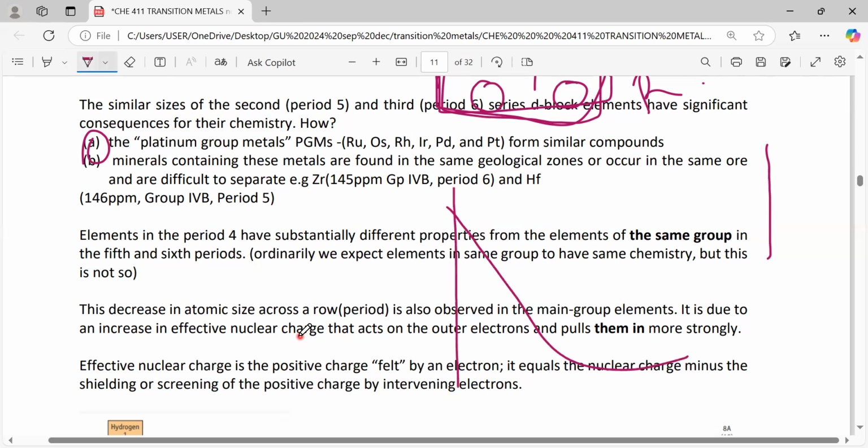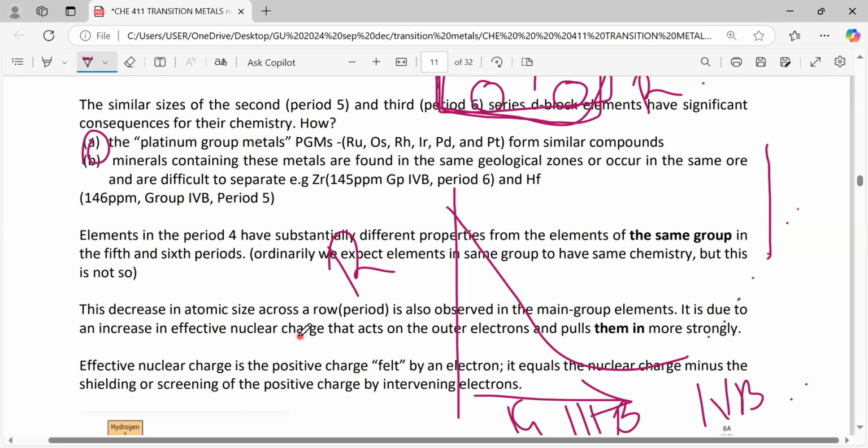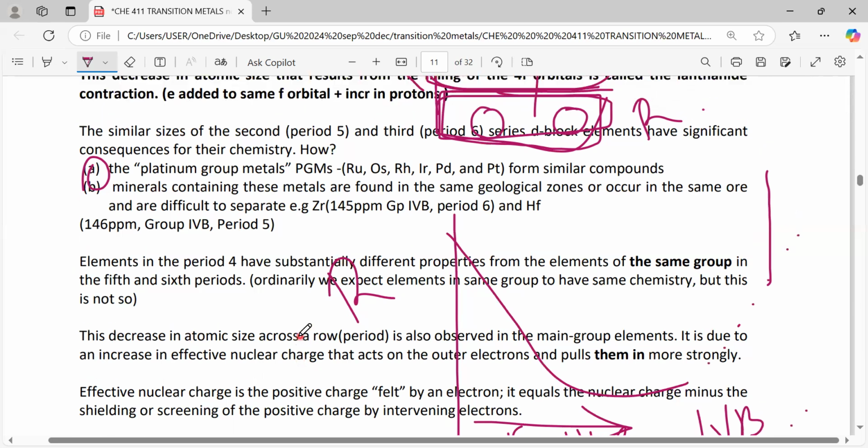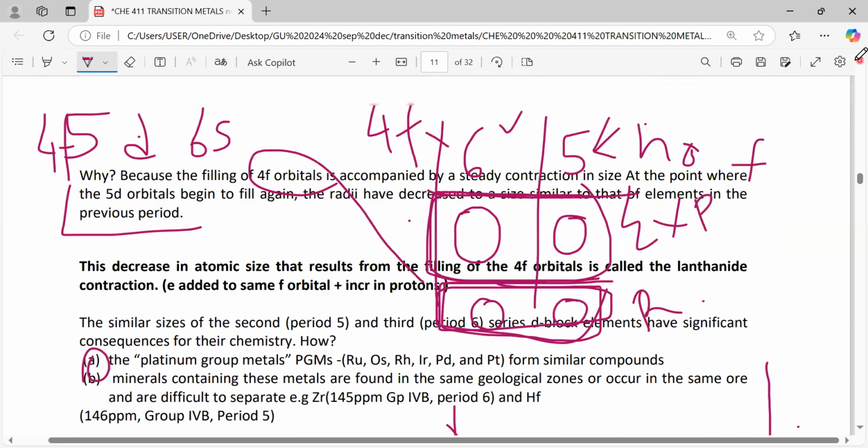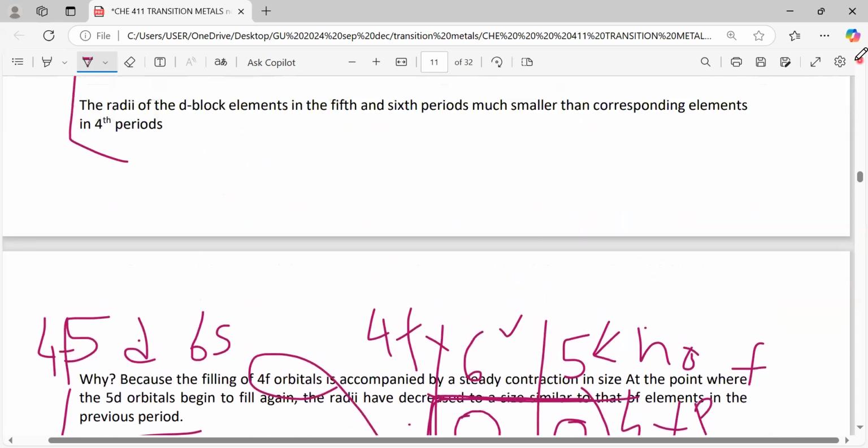If you are here and you're moving across like that, if this is your radius, and you're moving from, let's say, group 3B, then group 4B, and so on. And when you reach somewhere, it starts rising again. But the dip we are seeing, you know what a dip is? A dip means a decrease, or a valley.